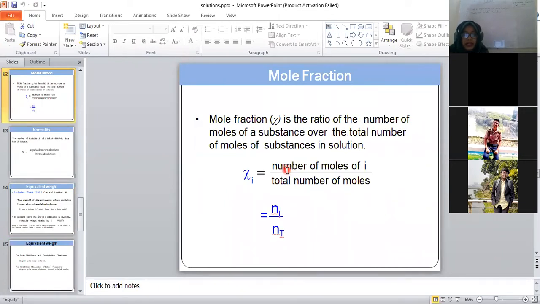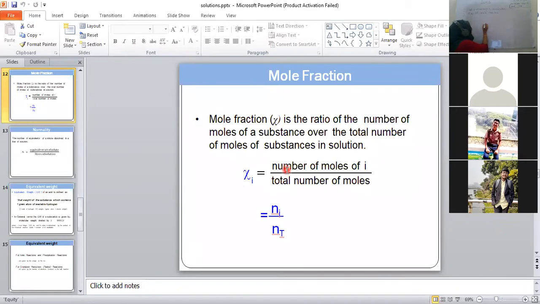So did I explain mole fraction in the last class? Do you remember this thing? Did I explain this topic, mole fraction, in the last class? No, ma'am. Okay. So you can see here, mole fraction is the ratio of the number of moles of a substance over the total number of moles of substance in solution. So you can see it on the whiteboard. Can you see the whiteboard? Yes, ma'am.